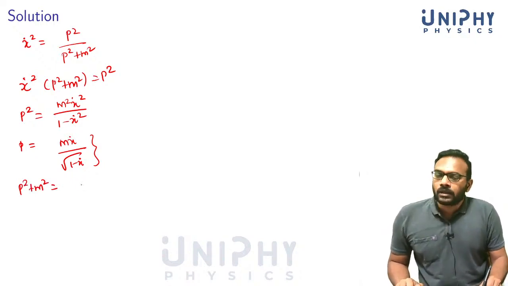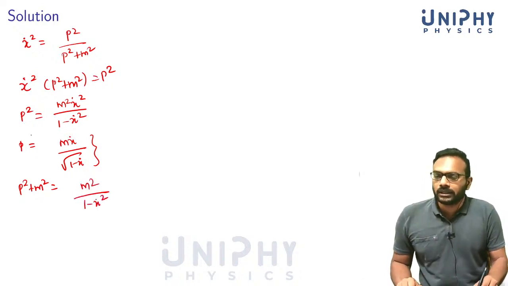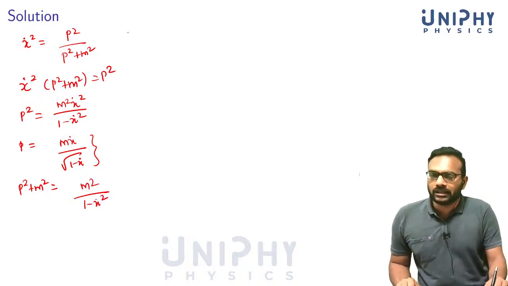P square plus m square is equal to, just square this and add, and you will get m square divided by 1 minus x dot square. Just add m square here and you'll get p square plus m square.